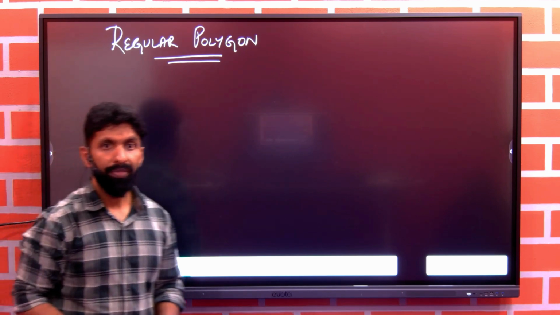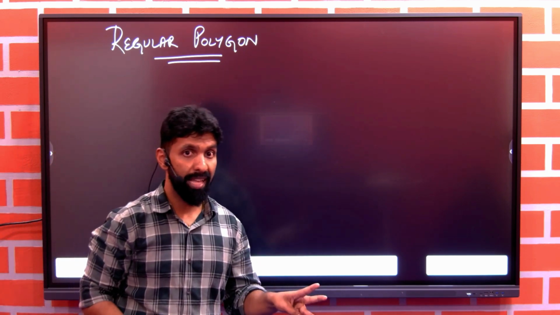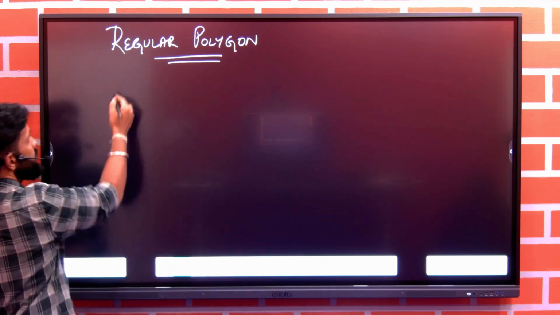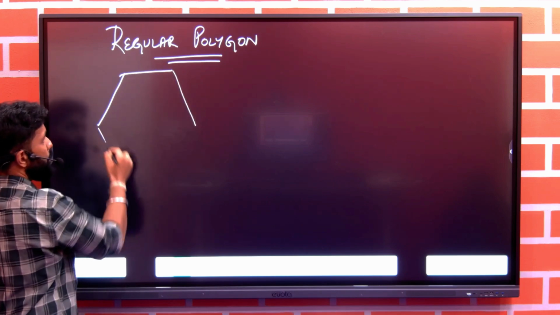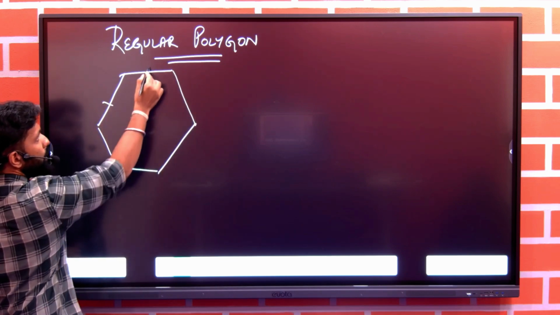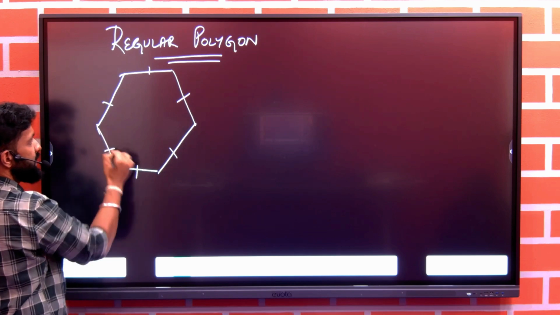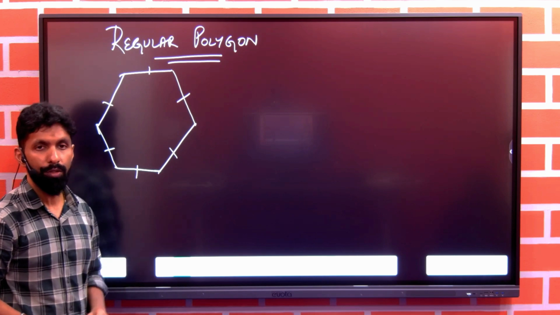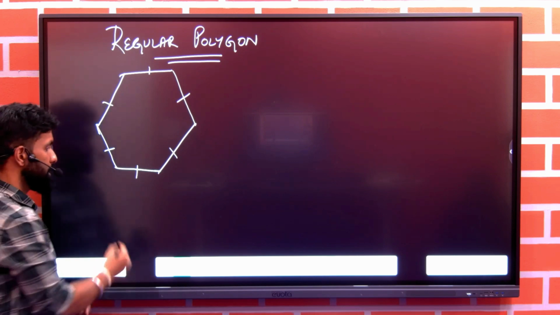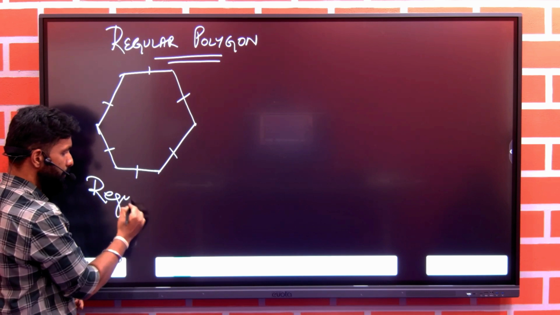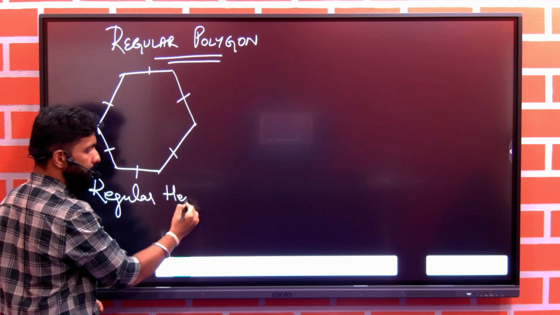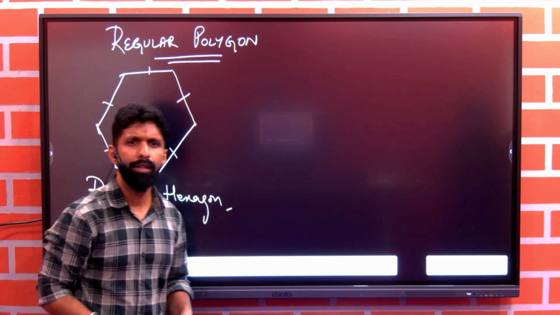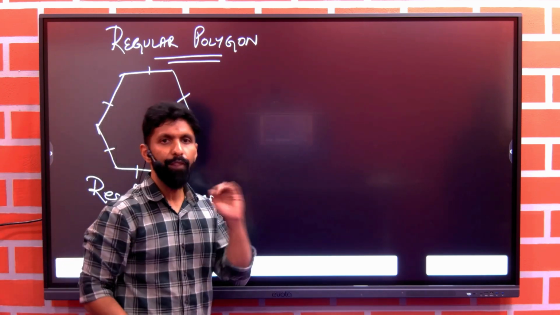I hope you remember. Regular polygon: three or more sides, closed figure, all sides are equal to one another. Okay, let's take an example. If we talk about a hexagon, 1, 2, 3, 4, 5, 6, six-sided closed figure, all sides are equal to one another. So we call this a regular hexagon. Any regular polygon, regular hexagon, regular octagon, anything, we have three formulas to remember.